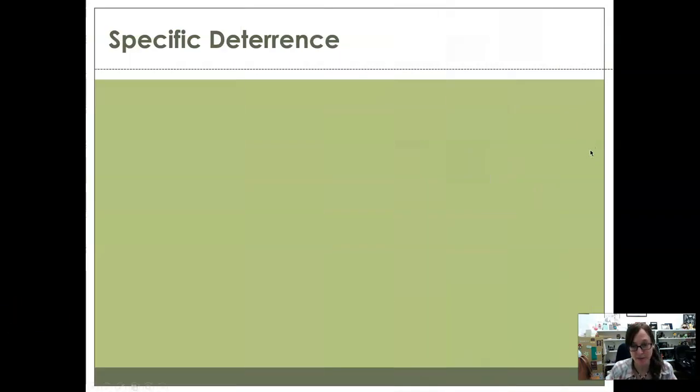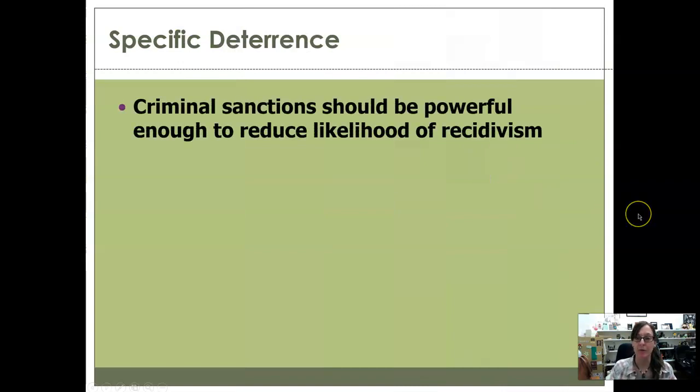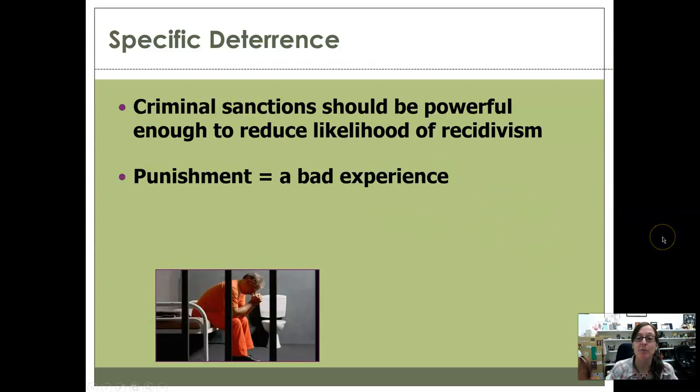But then there's also specific deterrence, which is where we want to basically prevent somebody who's committed a crime and has been sanctioned from wanting to commit that crime again, and to make it so that they're less likely to recidivate, which means reoffend. And so criminal sanctions then have to be powerful enough to reduce that likelihood of recidivism. Punishment essentially has to be a bad experience. If it's a bad experience, it's going to make it so that person doesn't want to have that experience again.